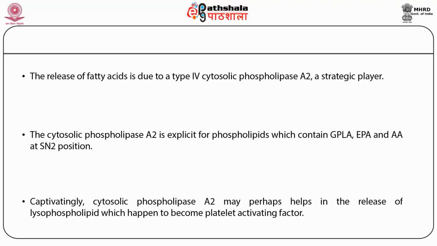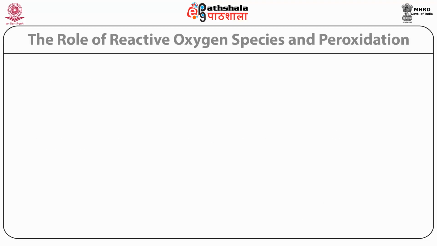Captivatingly, the cytosolic phospholipase A2 may perhaps help in the release of lysophospholipid, which happens to become platelet activating factor. Reactive oxygen species and peroxidation also have an important role in the eicosanoid biosynthesis.